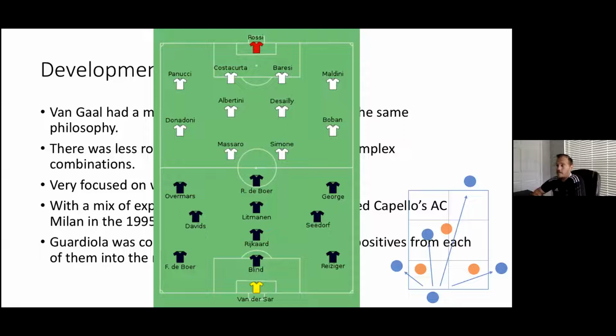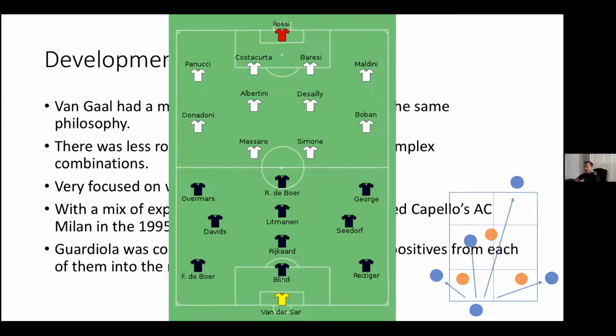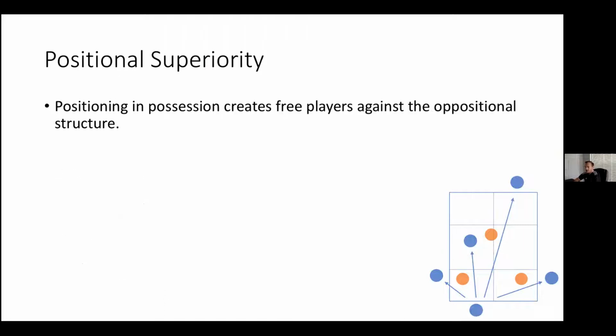So these are a lot more players that we now know. Costacurta, Baresi, Maldini, part of an amazing back line. Donadoni, Albertini, Desailly, right? So all these guys that we know, and then a lot of players from the Ajax team that we know: Van der Sar, Frank de Boer, Rijkaard, Seedorf, Litmanen, Edgar Davids, right? Overmars, so all these players that we know. So that was a run through of the history up until Guardiola started coaching.